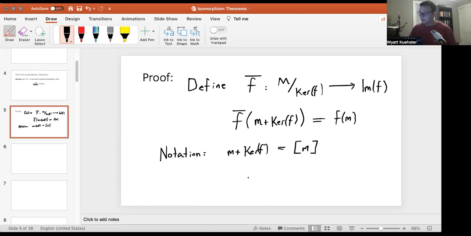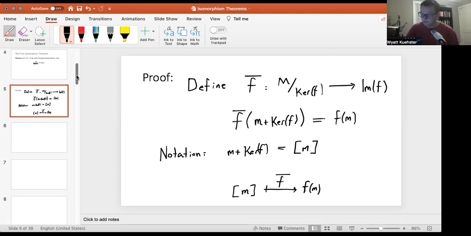So the map will take the equivalence class of m, and F bar will map it to F of m, which is something in the image of F. This is a coset of the kernel of F, and on the right-hand side, there's something in the image of F. So this map makes sense.